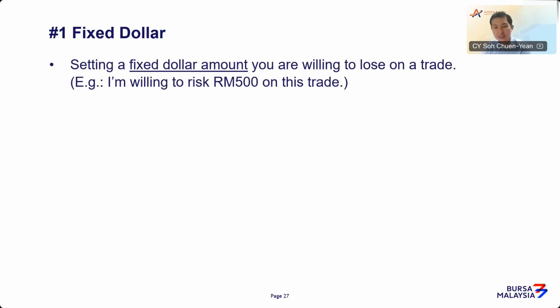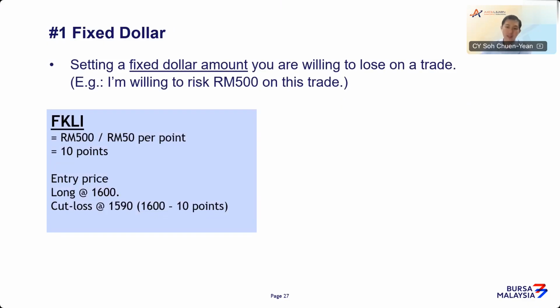Now this is the easiest and commonly used method because of its simplicity. A dollar-based cut loss strategy involves setting a fixed dollar amount as the maximum loss that you're willing to take on a single trade. Once this loss level is reached, you close your position to prevent further loss. So here is how you are going to do it.